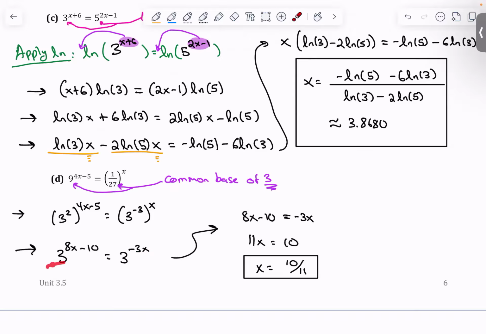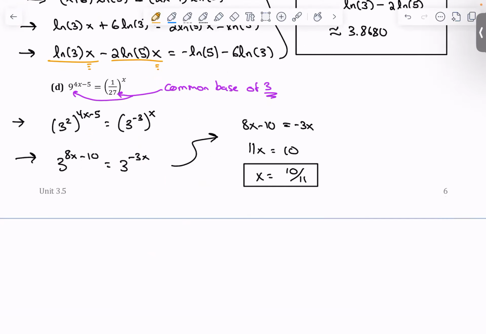And from here, we have two things with the same base. That means that their exponents have to be equal to each other. There's no other way for these two things to work. So 8x minus 10 is equal to negative 3x, which you can solve and get x is equal to 10 elevenths.